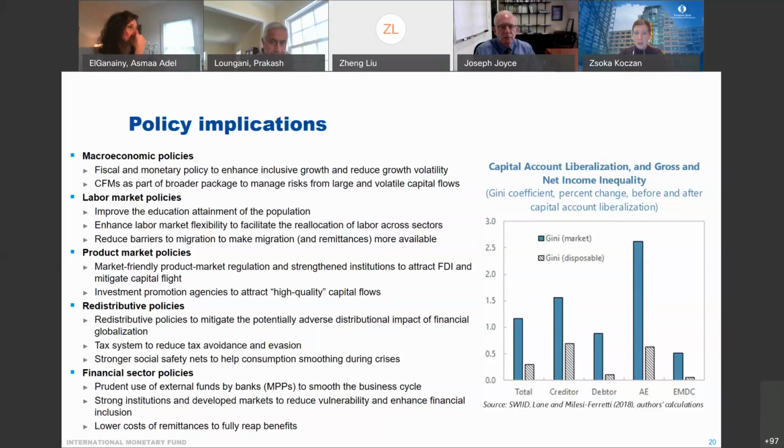And then finally, and this is very much in line with the general macro policies I started off with, financial sector policies such as macroprudential policies can help smooth the business cycle. And then finally, in line with the pro-poor nature of remittances, policies that help lower the cost of remittances, in particular in corridors where these are still relatively high, can maximize the gains of these on both sending and receiving sides and help lower inequality.